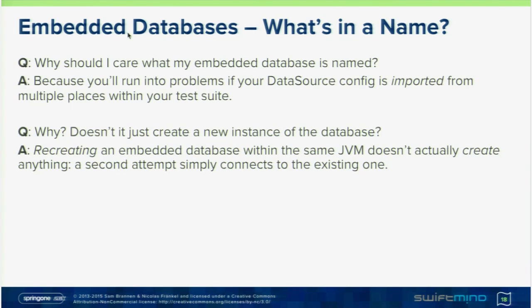So basically what I'm saying there is that it's not going to create a new one, right? It's just going to connect to an existing one. So if you say, create a database or connect to this database that's embedded called TestDB, and then another part of the code says, I want to talk to the same one, then they're going to end up talking to the same database. It's not going to create another one.